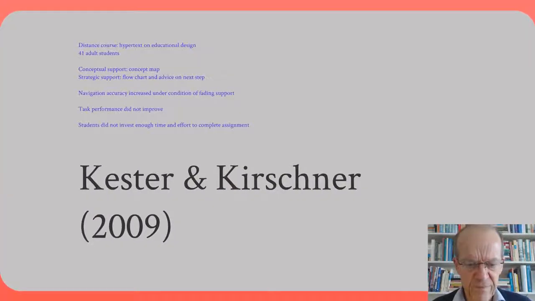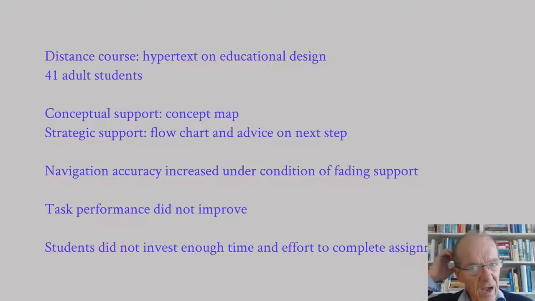Okay, so then we move to the third example, which has to do with the amount of support. It's a study by Lisbeth Kester and Paul Kirschner in a distance course on educational design. A hypertext was offered to 41 adult students.